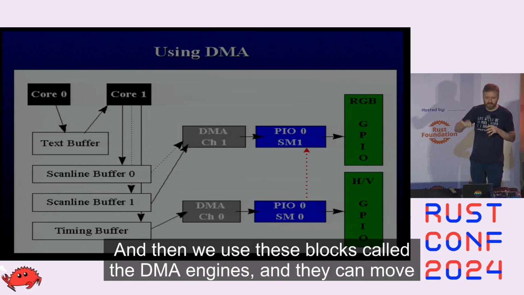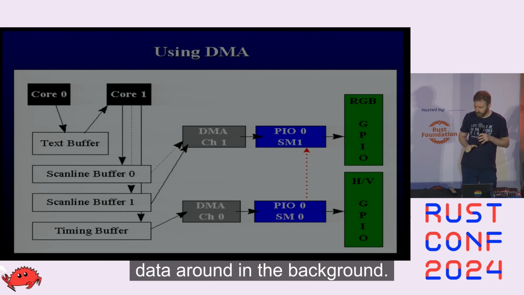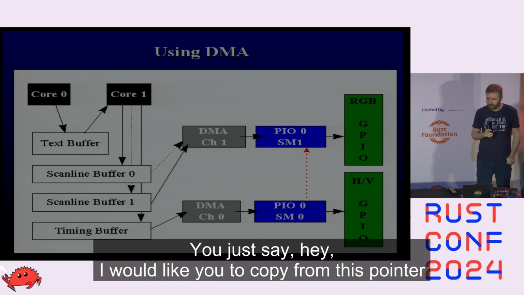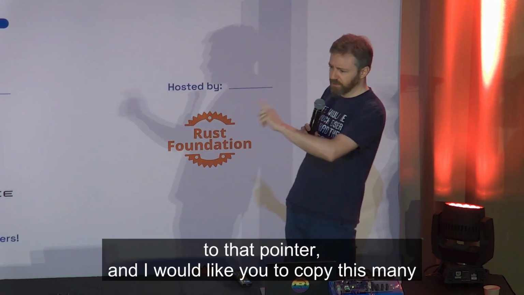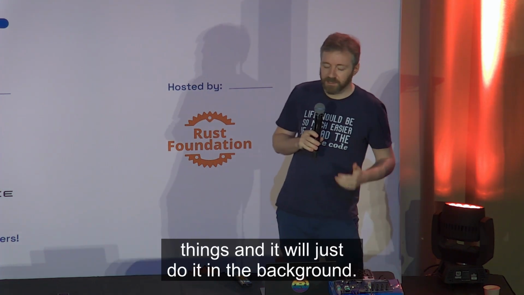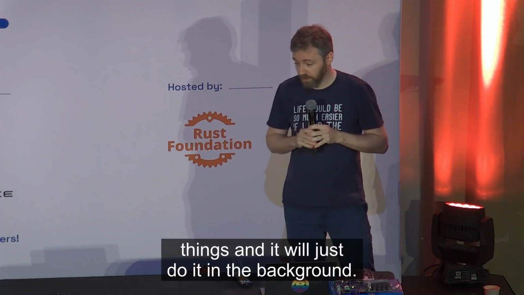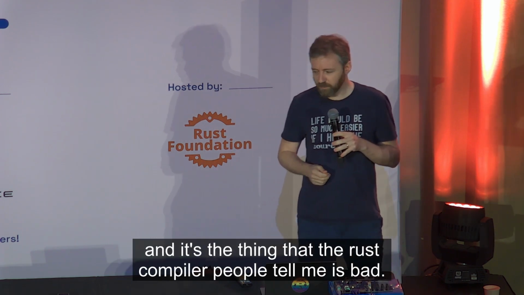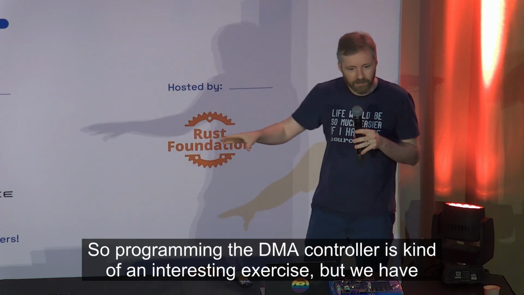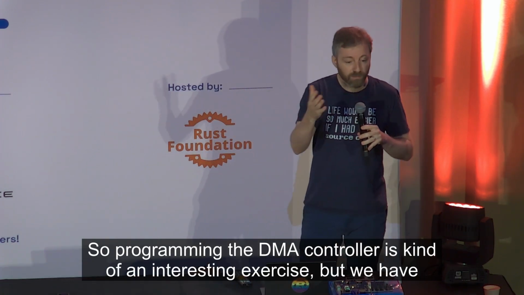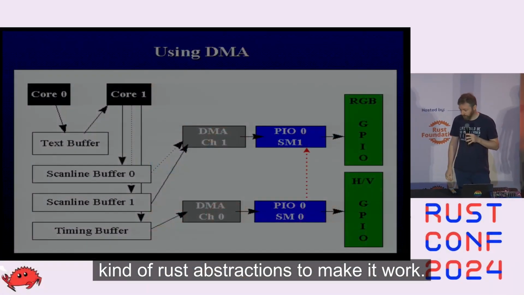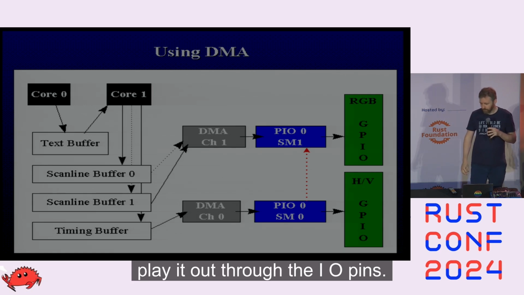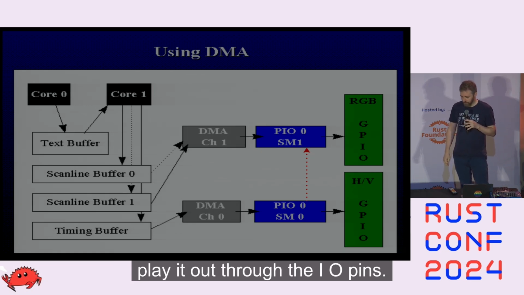And then we use these blocks called the DMA engines, and they can move data around in the background. They're very powerful, the DMA engine. It's like hardware accelerated memcpy. You just say, hey, I would like you to copy from this pointer to that pointer, and I would like you to copy this many things. And it will just do it in the background. Unfortunately, that is like the literal definition of shared mutable state, and it's the thing that the Rust compiler people tell me is bad. So programming the DMA controller is kind of an interesting exercise, but we have Rust abstractions to make it work. The DMA controller then copies it into the PIO processors, which then play it out through the I/O pins. So that's the plan.